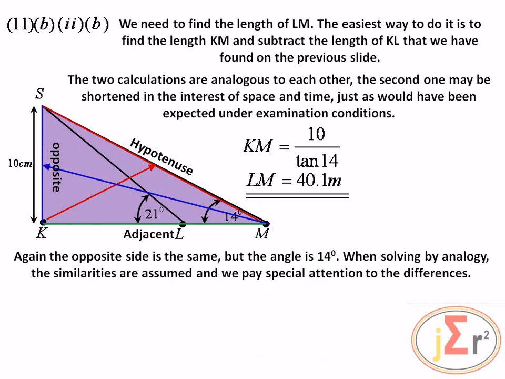And we finish in a short space, because under examination conditions, this is what would have been expected of the students. So we may go straight ahead and make our calculation short in the interest of time and space, effort and energy. LM is equal to KM minus KL. We have said that about 5 times already, and it is obvious. Do the subtraction and the answer is 14 meters.